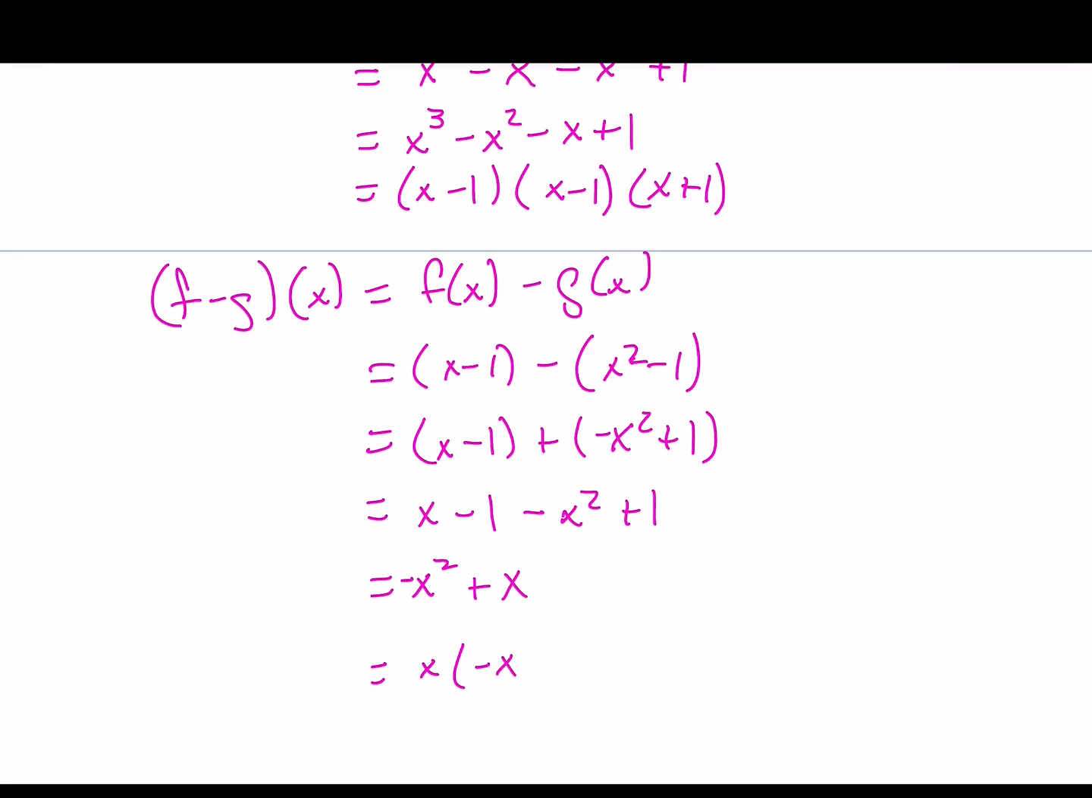Now, are those two functions the same? Those functions don't look the same at all. They don't have the same values, so these are not the same function. Let's now move on and talk about composition of functions.